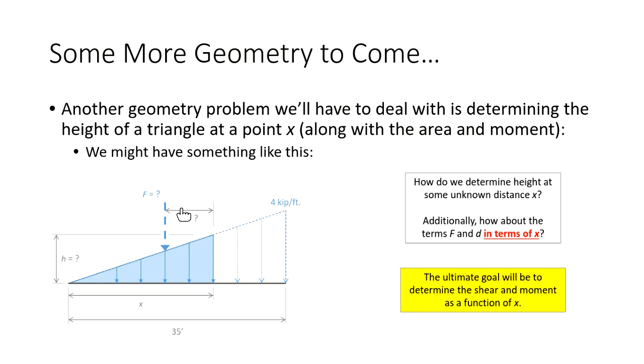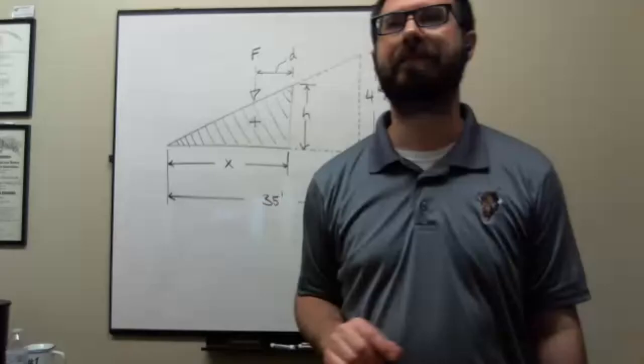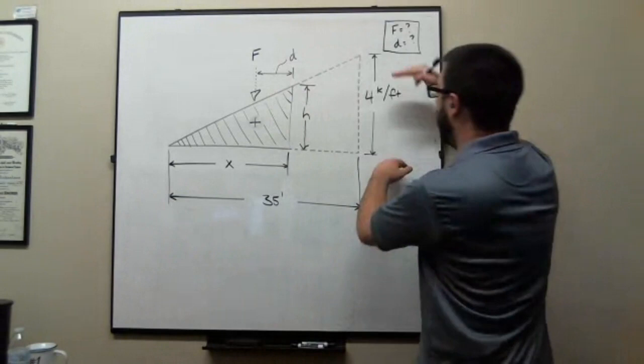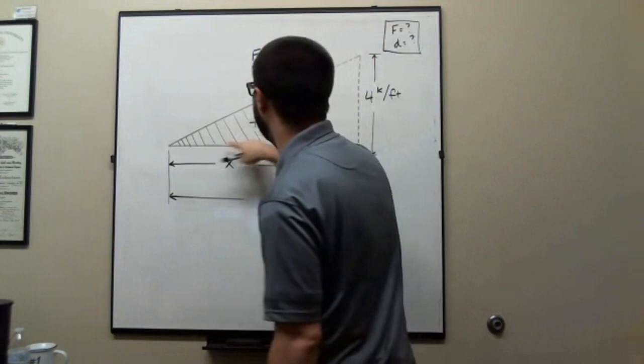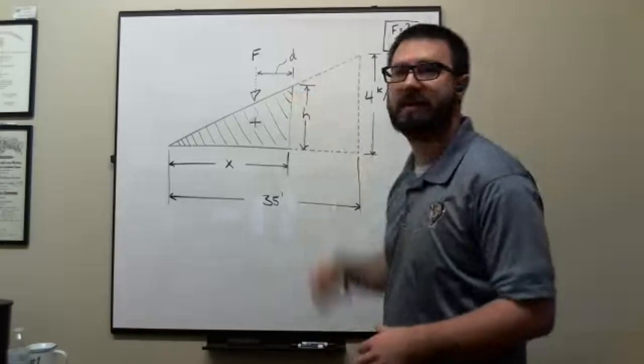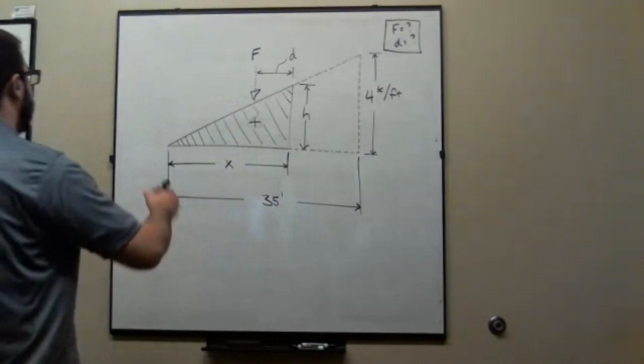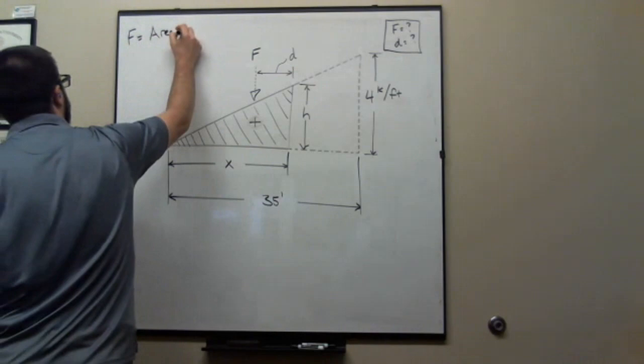So I'm going to turn my share off real quick, and I have this example drawn here on the board. I have a 35 foot long beam, and a triangular load that has a height up to 4 kips per foot, and I want to determine this force, and I want to determine the moment arm. The moment arm is pretty easy, but the force is going to take some discussion, okay? First up, when I say the force, that idealized concentrated load, I'm talking about the area of this triangle. So I propose that F equals the area of the triangle, which is going to be, how do you determine the area of a triangle?